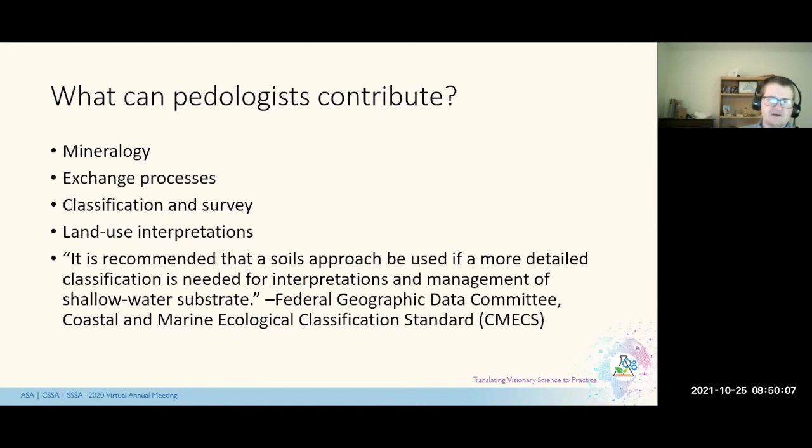And of course, we have legislative backing. The Federal Geographic Data Committee of the U.S. government has in one of its publications, CMECS, the Coastal and Marine Ecological Classification Standard, the statement that it is recommended that a soils approach be used if a more detailed classification is needed for interpretations and management of shallow water substrate. That is a major sentence, right? It doesn't look like much, but this citation has been used to justify and build the case for a lot of coastal pedologic work, because when you're dealing with the government, you need these types of documents and these types of citations to say, yes, this is an authorized kind of federal activity.